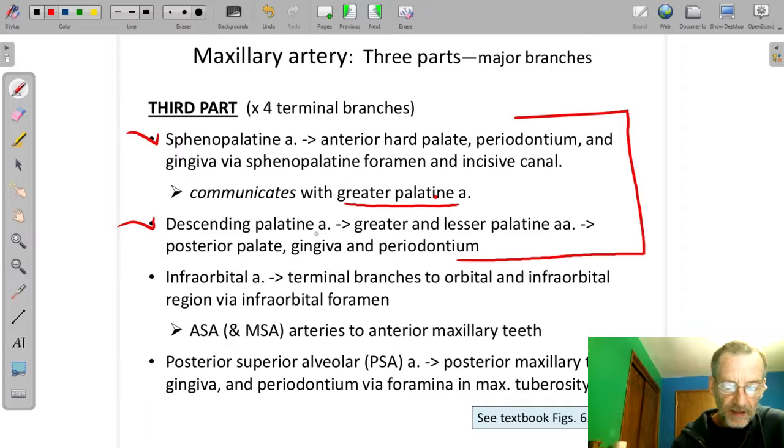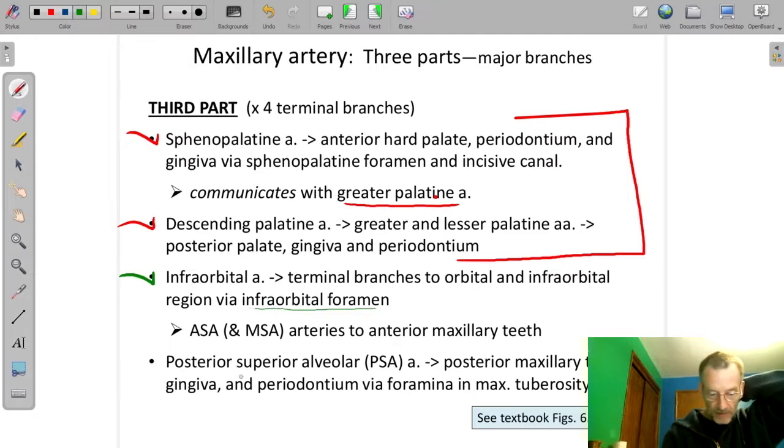So the descending palatine artery gives rise to the greater and lesser palatine arteries through the greater and lesser palatine foramina, and that supplies the posterior palate, gingiva, and periodontium for those maxillary teeth. Third branch is the infraorbital artery, and terminal branches to the eye, the orbit, and the infraorbital region of the face through the infraorbital foramen.